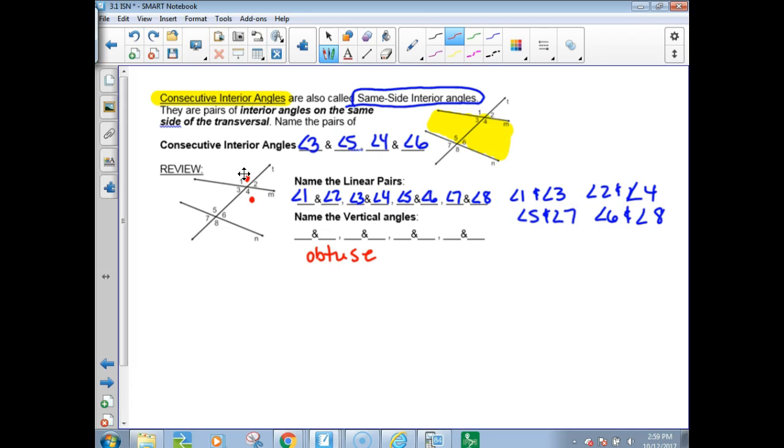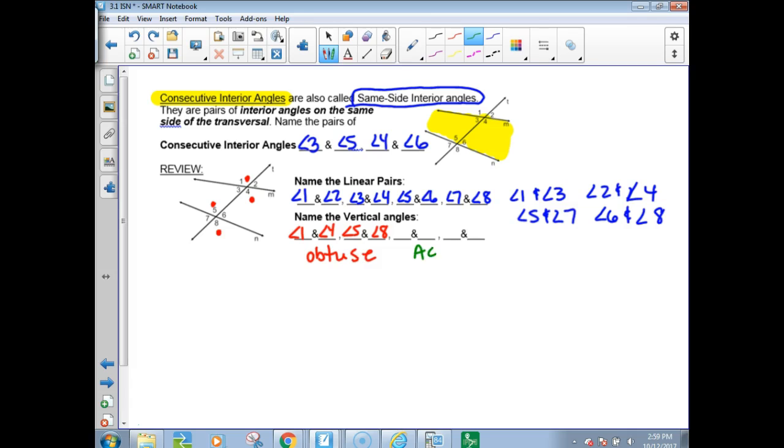The obtuse vertical angles are angles 1 and 4, and 5 and 8, and they are congruent. Vertical angles are congruent. Those are all equal to one another. No, oh, actually they aren't, because M and N aren't parallel. So I'm just saying those are obtuse.